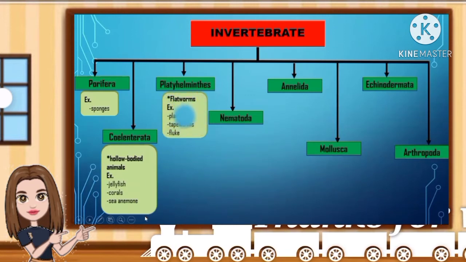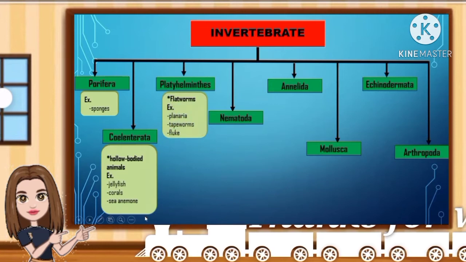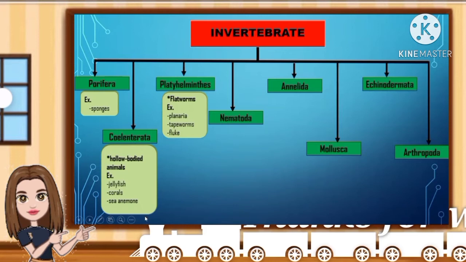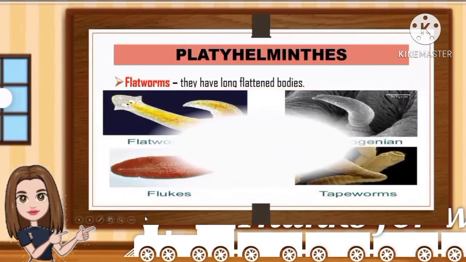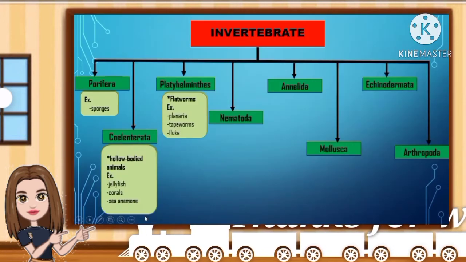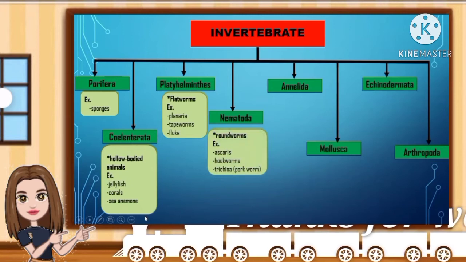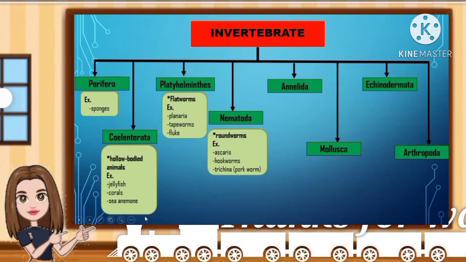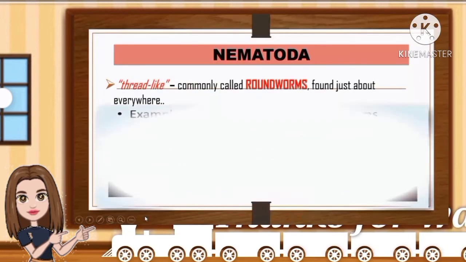Third, we have the Platyhelminthes or the flatworms that have long flattened bodies which have one body opening. Examples of these are the Planaria, tapeworm, and fluke. Next, we have the phylum Nematoda, thread-like animals commonly called roundworms, with two body openings. Examples of these are Ascaris, hookworm, and Trichina or the pork worms.